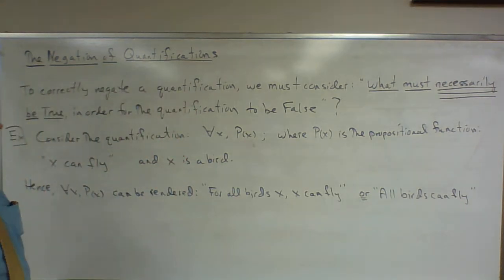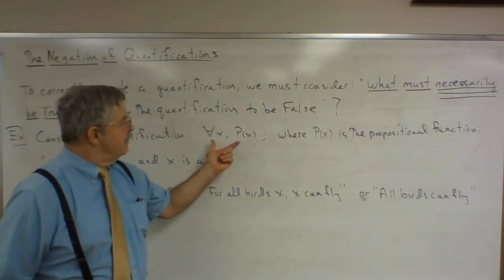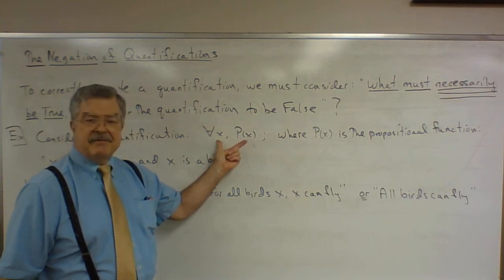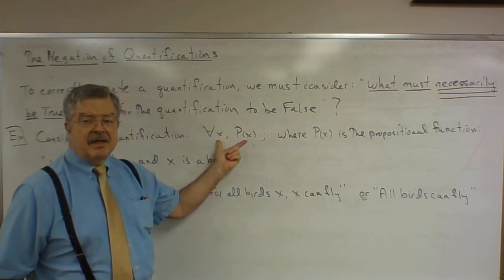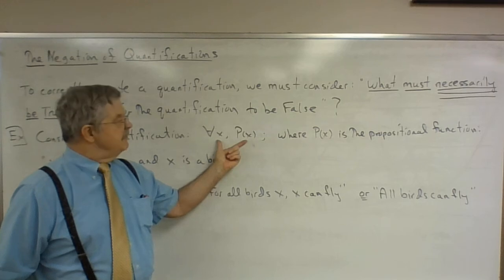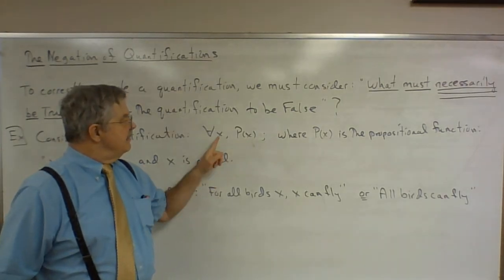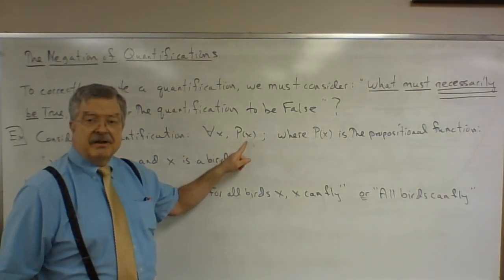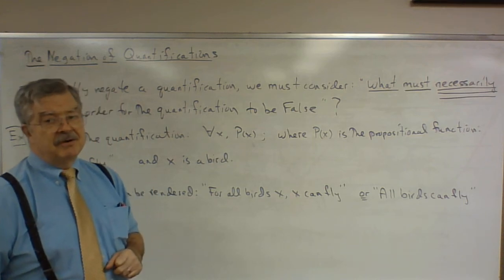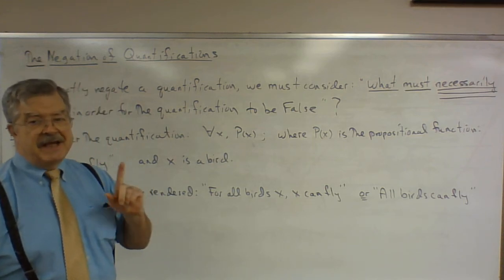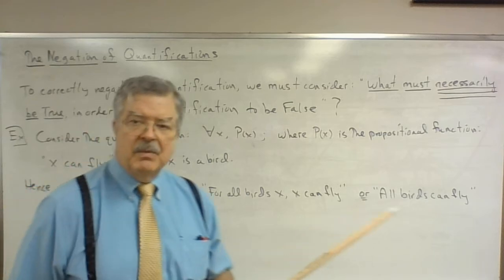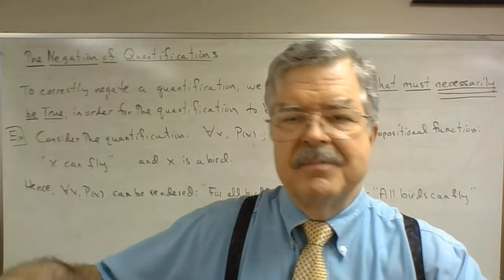So when we have the quantification for all x, P of x is true, the negation of this is going to be there exists an x such that P of x is not true. That's the negation of it. And we're going to write this down.